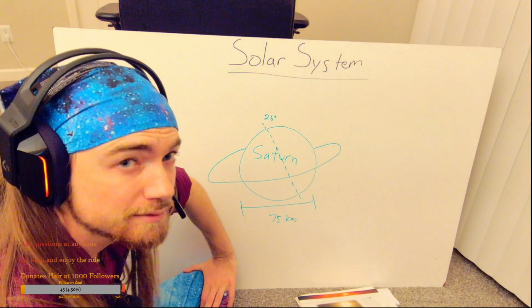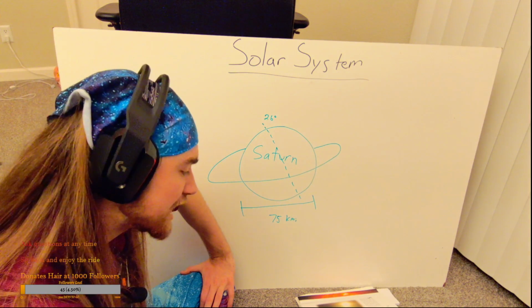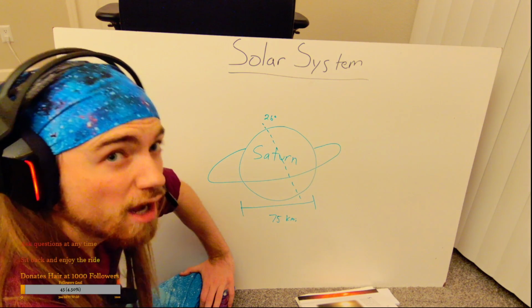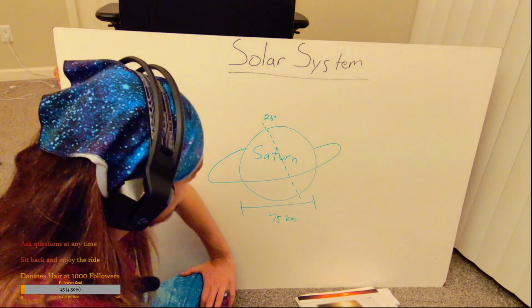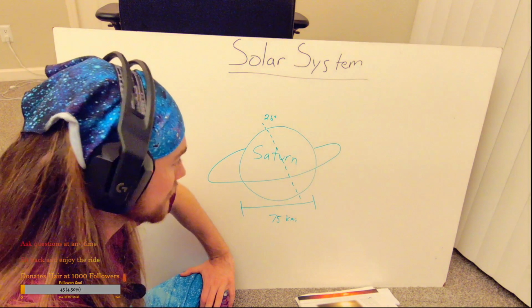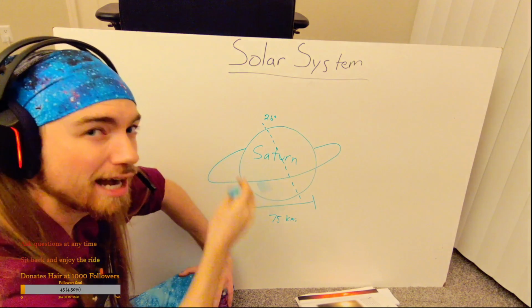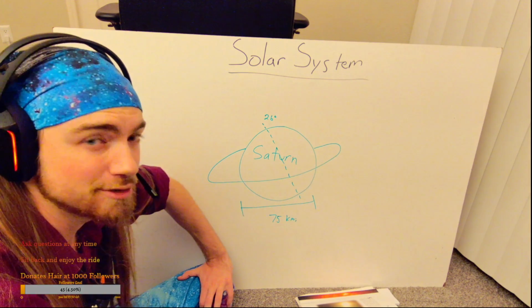Average temperature, minus 290 Fahrenheit. Still cold. Very cold. Not living there. And just like with Jupiter, it's mostly hydrogen with a little bit less helium, a little bit more hydrogen here on Saturn compared to Jupiter.